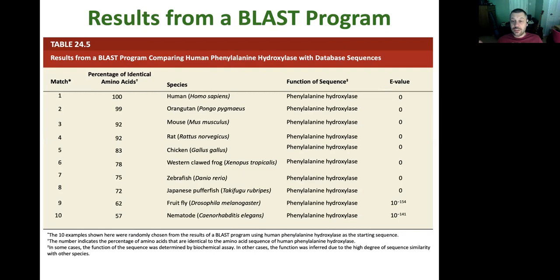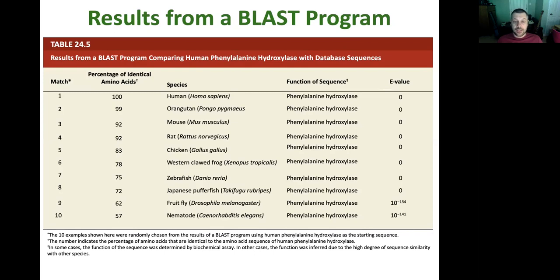But you can see that this gene is present in all of these other species: orangutan, mouse, rat, chicken, xenopus, zebrafish, all these things. And the E value on the right tells you how similar it is, and it also tells you the percentage of identical amino acids. And so you can see as you get further away from humans down the evolutionary tree, the percentage of identical amino acids goes down because of evolution.